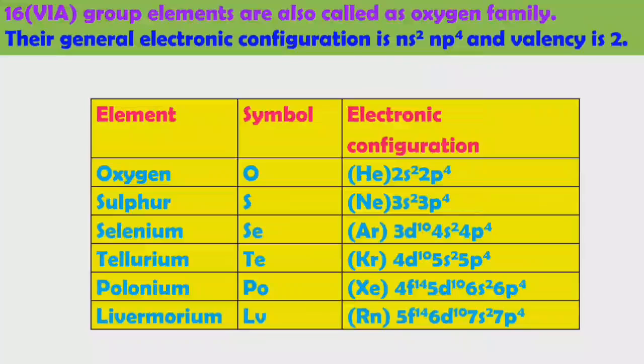Valence shell electronic configuration for oxygen is 2s2 2p4. For sulfur it is 3s2 3p4. For selenium it is 4s2 4p4. For tellurium it is 5s2 5p4. For polonium it is 6s2 6p4. For livermorium it is 7s2 7p4. So the general electronic configuration of 6th A group elements is ns2 np4 and their valency is 2.